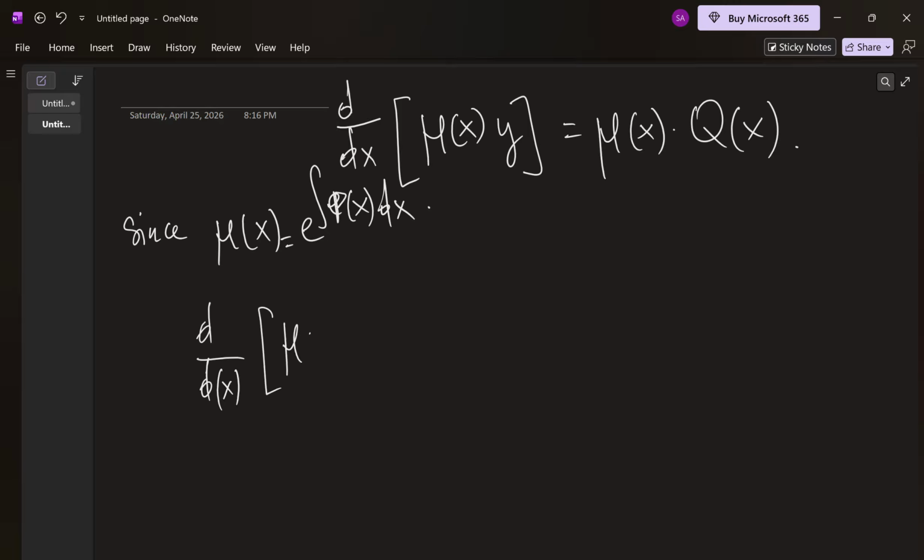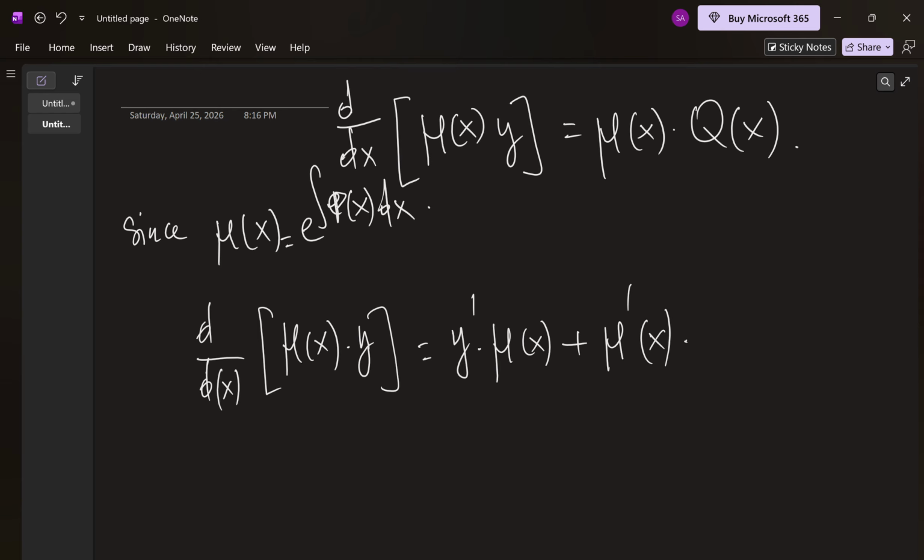of this u(x) times y, you will get y prime times the integrating factor plus the derivative of the integrating factor times the function y. And now we compute this u prime. u prime of x is equal to the exponential of the integral of p(x) dx times the derivative of this part, which is simply p(x).